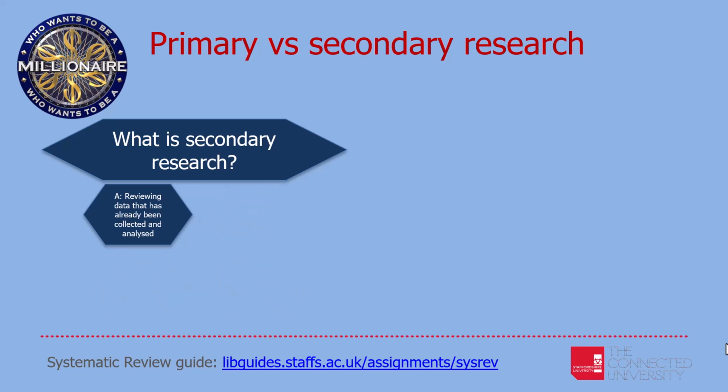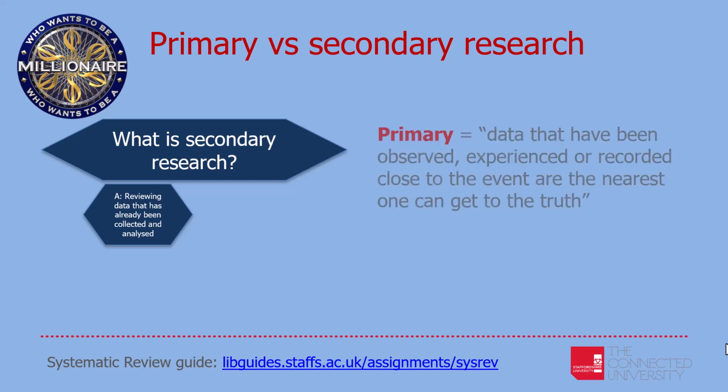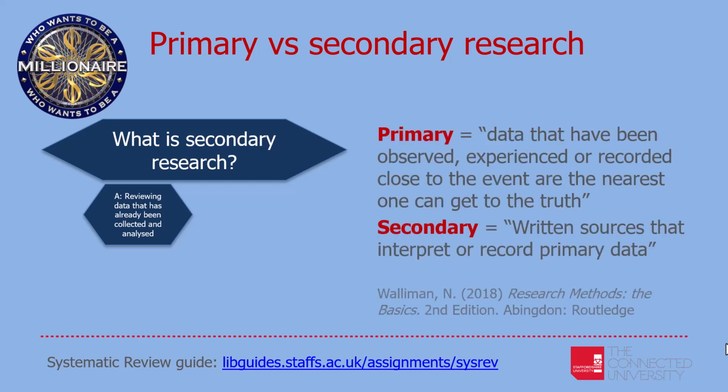The answer is A. Secondary research is reviewing of data that's already been collected and analysed previously. Primary research is when the researchers carry out that research themselves. They collect and observe and experience the results themselves. Secondary research is when that primary research is reviewed and then interpreted by a secondary research team.